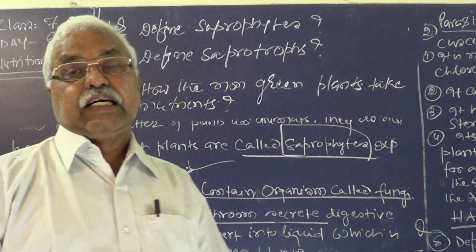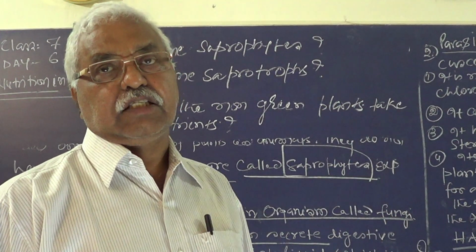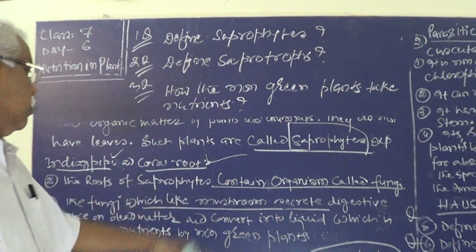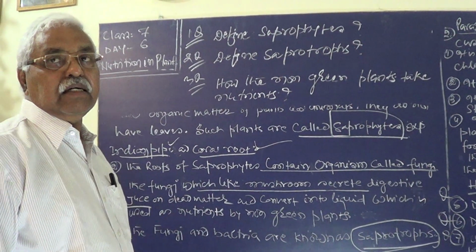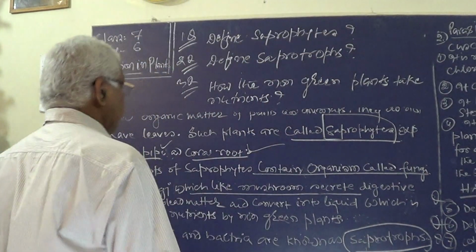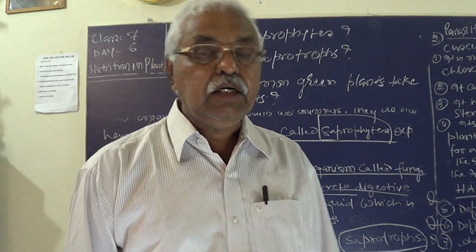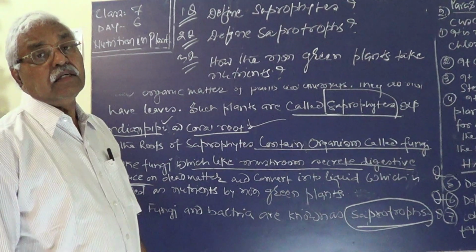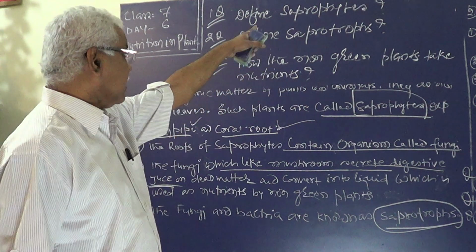These are the three cases of how the green plant takes nutrients. You know that saprophytes, along with mushroom-like organisms such as fungi, secrete digestive enzyme juice, which converts the matter into a liquid, and that liquid is taken up by plants like Indian pipe and coral roots that I have shown you. Have you understood this part now? You need to do these three question answers.